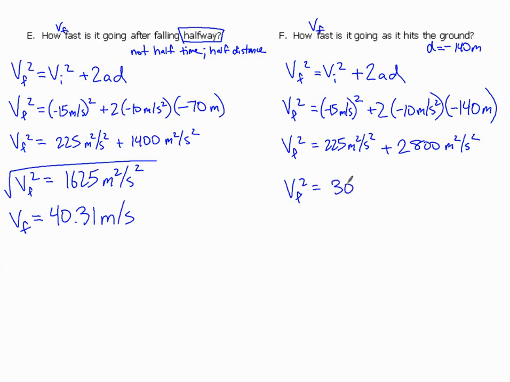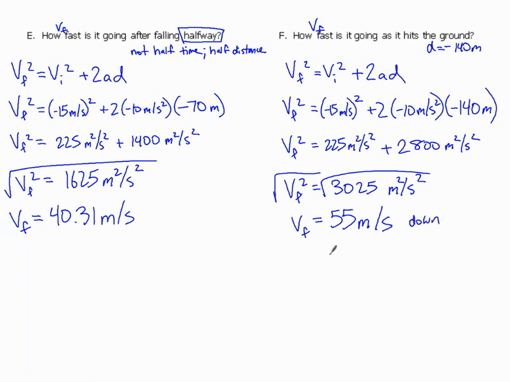And final velocity squared is 3,025. The square root of that tells us that as it hits the ground, it is traveling 55 meters per second down. Or you could say negative 55 meters per second. The reason I put down here is because the way the formulas work out, it gave us a positive answer, and we just had to remember the direction it was falling. And so negative would work or down would work.